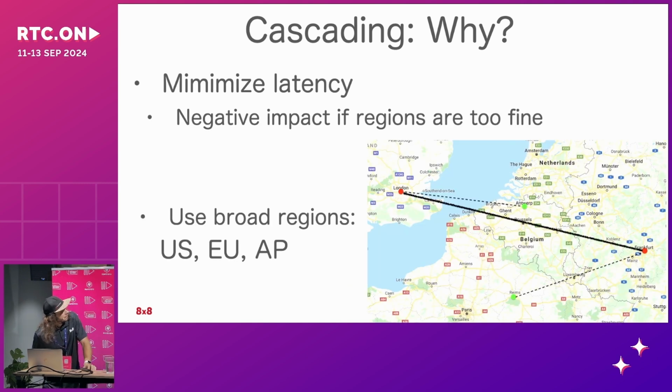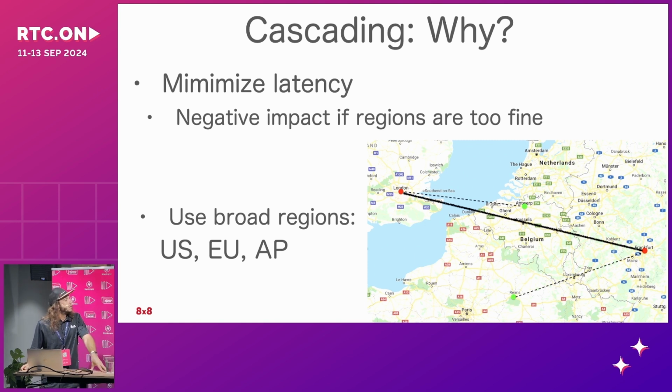There are some downsides, and it can have a negative impact if we do it too finely. So if we have servers in London and Frankfurt, as is the case, and we have endpoints that are equally close to each, we might be adding an extra hop there that is not helping.